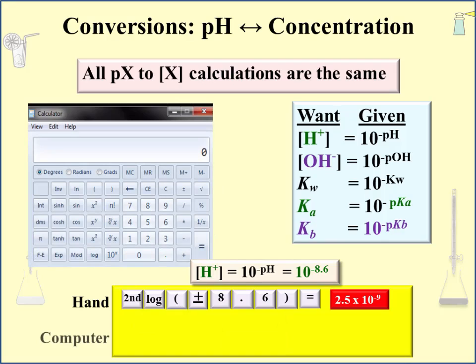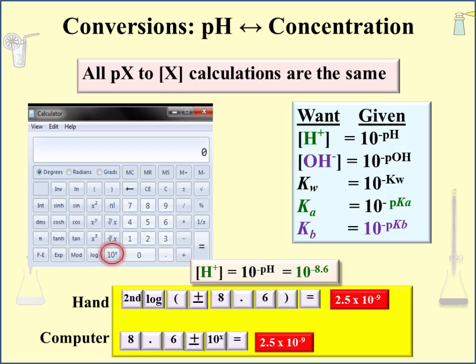Now to the computer calculator. Most of these have a 10 raised to the power x button, so all that is needed is to input the exponent and press that button. 8.6, change to negative sign, strike the 10 raised to x button, and equal if necessary. And again, comparing the two calculators shows them to approach the calculation from the opposite side of 10 to the minus 8.6. Practice these and do the calculations the same way every time.